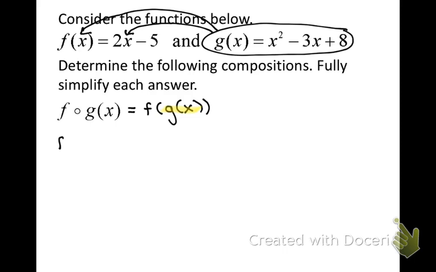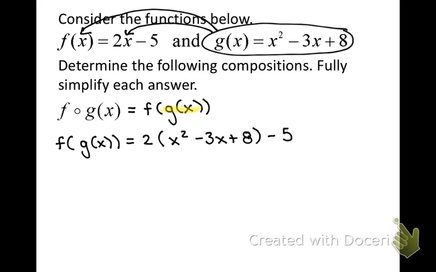So I am going to have f of g of x equals 2 times (x squared minus 3x plus 8). And again, this is where those parentheses really become important. I've got to plug in that entire quantity. And then minus 5. So at this point now, we just need to simplify this algebraically.